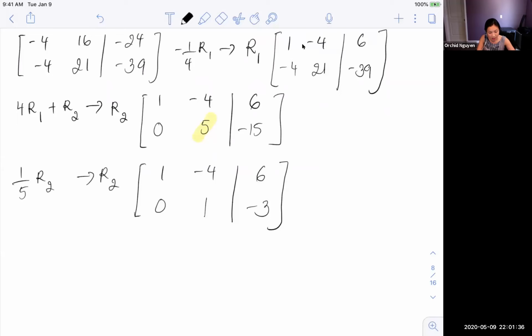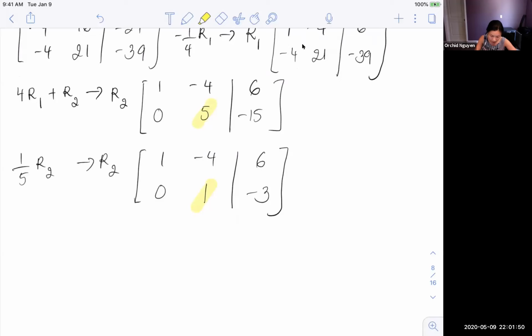Okay, so every time you have a 1, you can use that number to create the opposite. So when I create the opposite and add, I'm going to get 0. So I'm going to use that 1 right there. Okay, so I'm using R2 now to get R1. So I'm going to multiply R2 by 4, and then add it to R1 to make a new R1. I'm done with R2, so I'm just going to copy it right there.